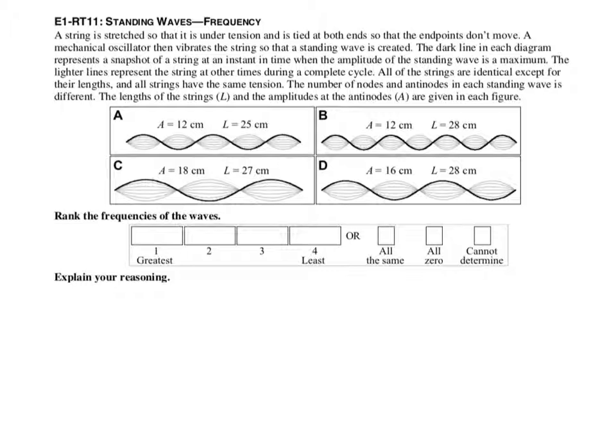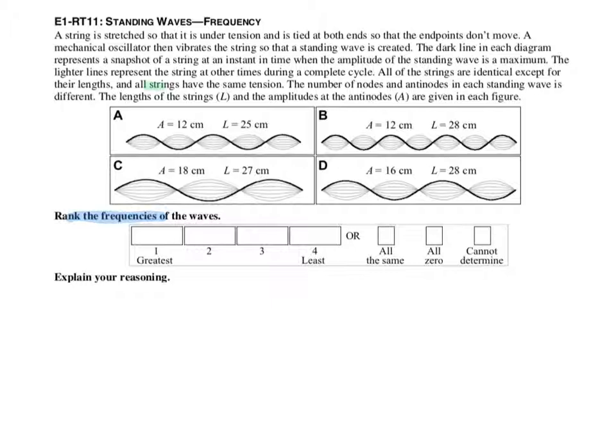The number of nodes and antinodes in each standing wave is different. The length of the strings, L, and the amplitudes at the antinodes, A, are given for each figure. And we are looking to rank the frequencies of the waves. So let's go highlight some of the important stuff that we know.